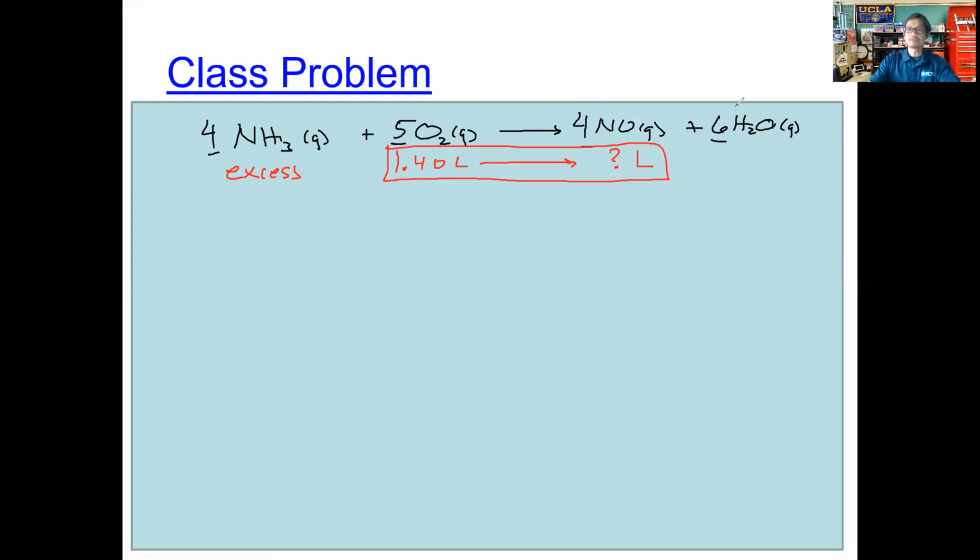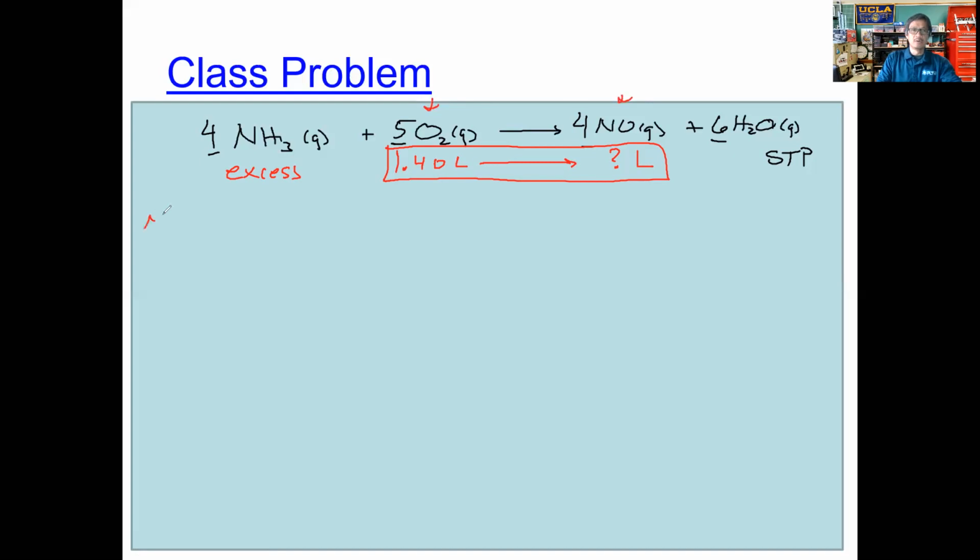But what do we notice here? That's going to help us. We're told that this reaction involves all gases at STP, right? So what are the conversion factors that we'll need to get this done? Well, let's go ahead and do this first. We need the mole ratio between oxygen and nitrogen monoxide here.